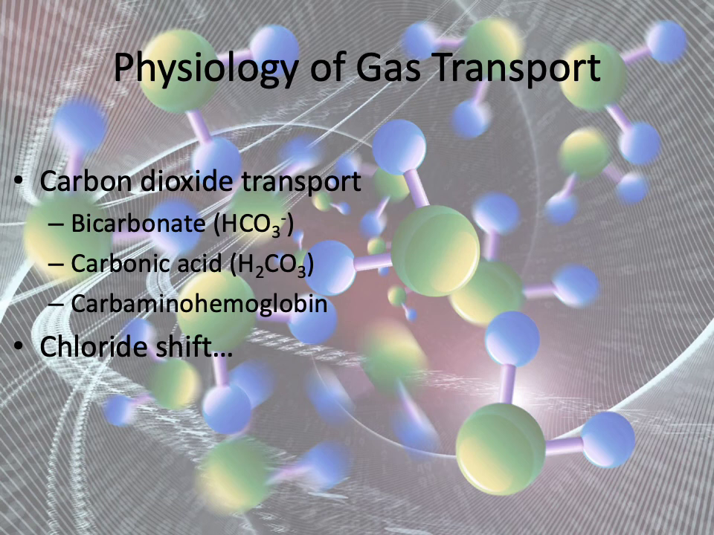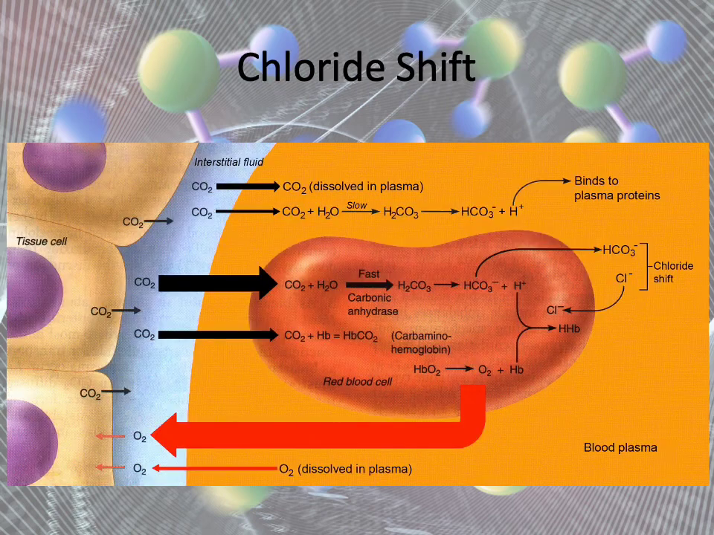Now, because of these first two, bicarbonate and carbonic acid, and primarily bicarbonate, we have something called the chloride shift, which sounds like an old dance move, but it's what happens inside the red blood cells to help balance charges. Okay, so let's take a look.